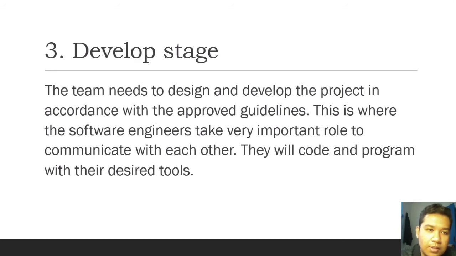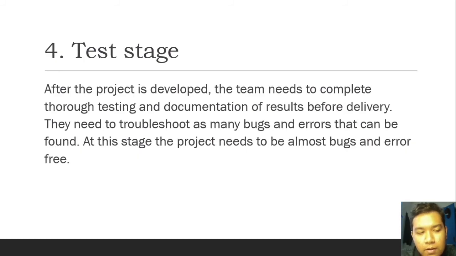In the development stage, the team needs to design and develop the project in accordance with the approved guidelines before. This is where the software engineers take a very important role to communicate with each other. They will code and program with desired tools. Next, test stage. After the project is developed, the team needs to complete thorough testing and documentation of results before delivery. They need to troubleshoot as many bugs and errors as can be found. At this stage, the project needs to be almost bug and error-free.